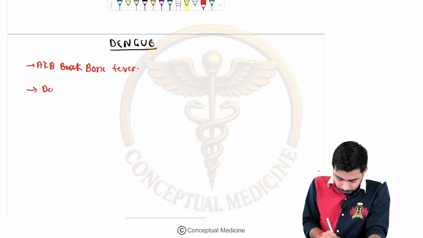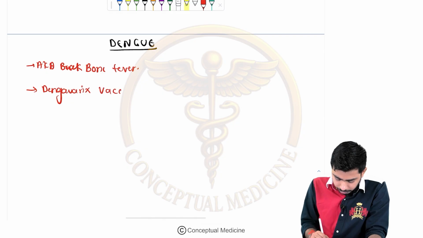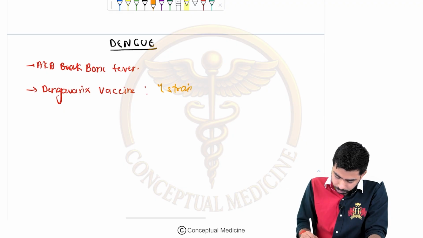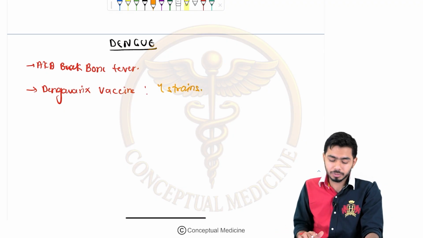Which vaccine shall we be giving over here? We are giving the dengue vaccine, right? This is the dengue vaccine, and in this vaccine there are 4 strains which are present, right?